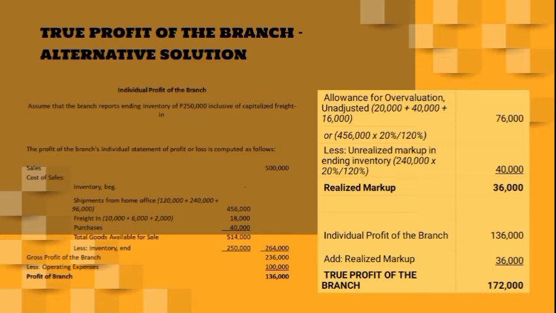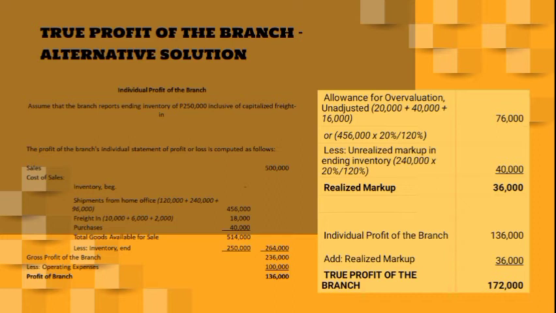Last natin yung unrealized markup in ending inventory. So here, just take note na 240,000 lang yung dapat nating isali sa computation since the 10,000 worth of inventory was purchased outside. Yes, yung 240,000 which was purchased at the home office. Actually, we call it as unrealized markup. Bakit nga ba natin natawag na unrealized markup? Since hindi pa natin to nabibenta, kaya tinawag natin siyang unrealized markup. So 240,000 times 20% over 120% is 40,000. Now let's deduct 76,000 and 40,000 to get the realized markup of 36,000.